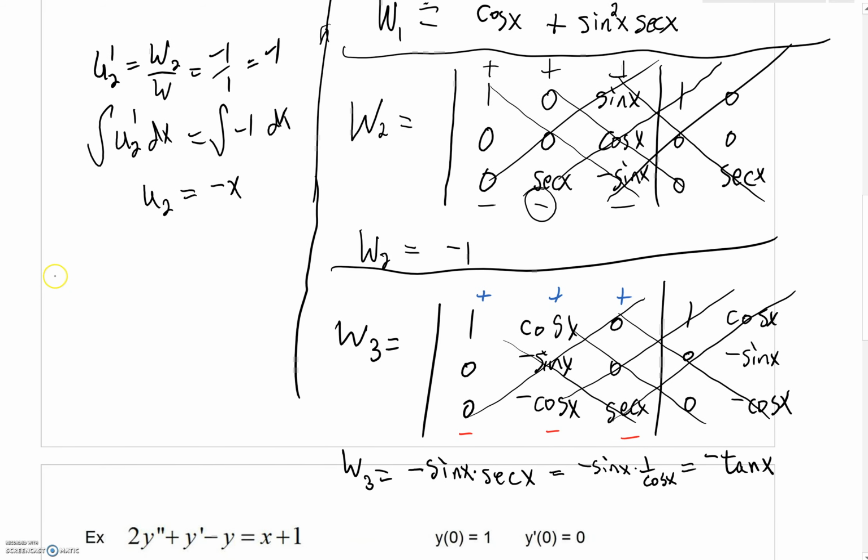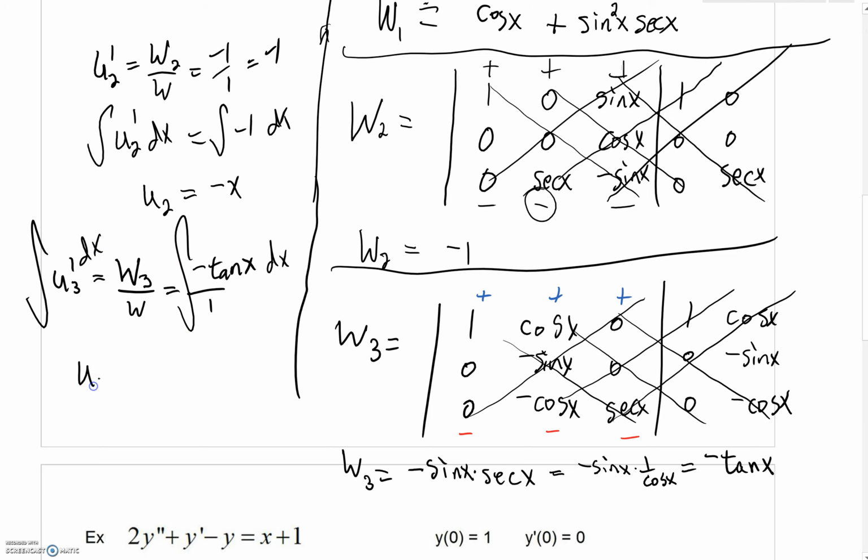So we've been doing some work right here off to the side, and that third function u sub 3, when you take the derivative of it, it would be w sub 3 over w. And w, the original Wronskian, was a 1. And here we have negative tangent of x. So we're just going to go ahead and take our integral here, take our antiderivative, and you'll see u sub 3.